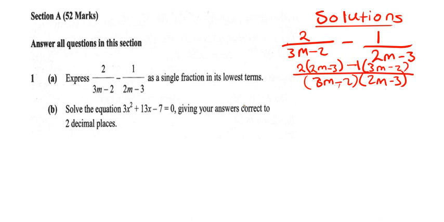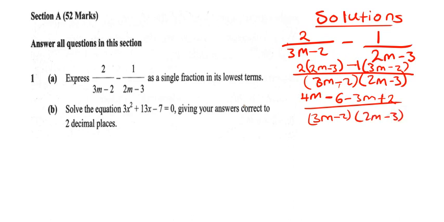So now you start multiplying. You're going to have 2 times 2m to be 4m, 2 times negative 3 to be negative 6, and then negative 1 multiplied by 3m to be negative 3m, negative 1 multiplied by negative 2 to be positive 2, because negative times negative is positive. So when you have this, you say over this, so it will be 3m minus 2 open bracket 2m minus 3, like that.